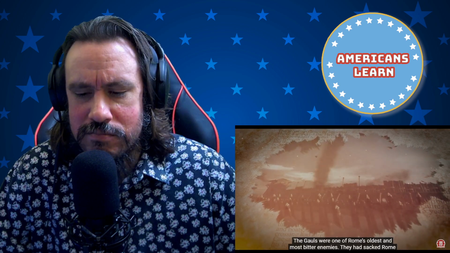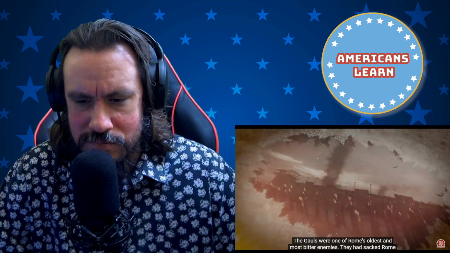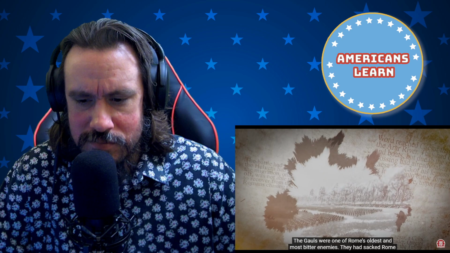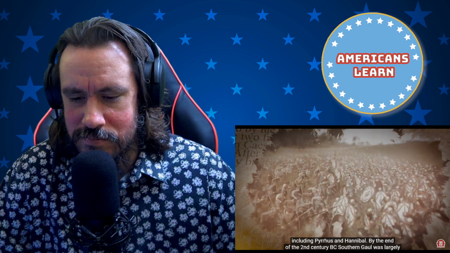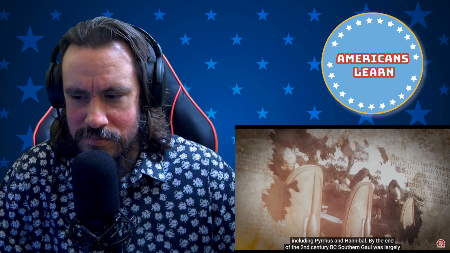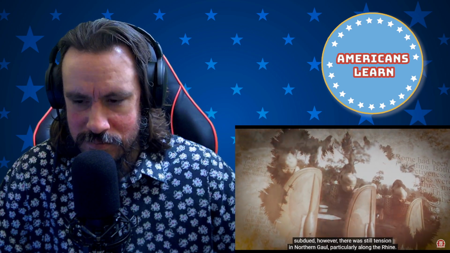The Gauls were one of Rome's oldest and most bitter enemies. They had sacked Rome and throughout the centuries fought alongside the Republic's most dangerous adversaries, including Pyrrhus and Hannibal. By the end of the 2nd century BC, southern Gaul was largely subdued. However, there was still tension in northern Gaul, particularly along the Rhine.